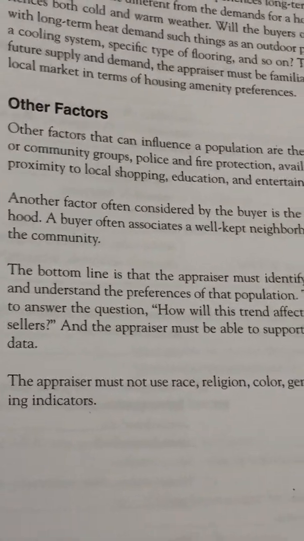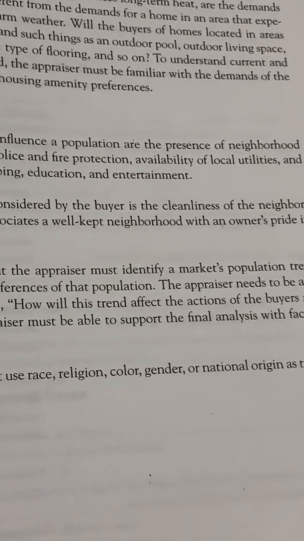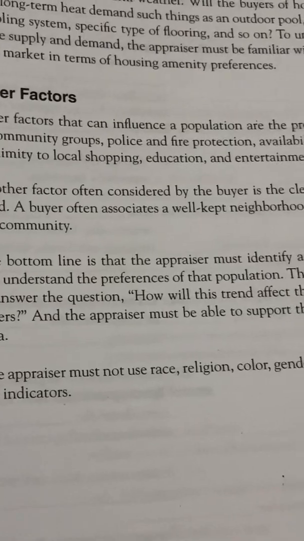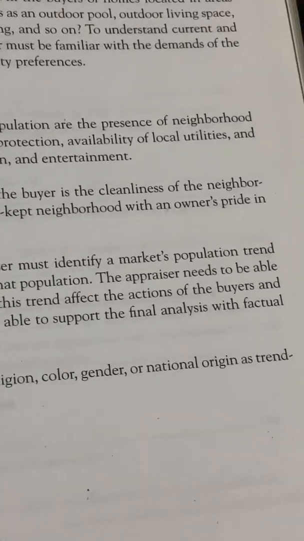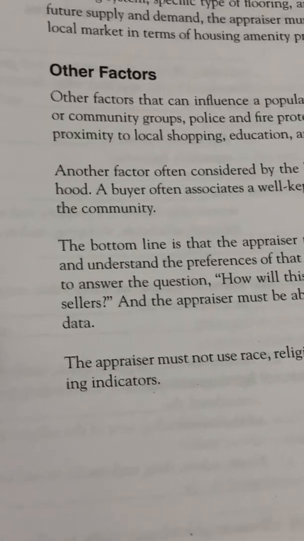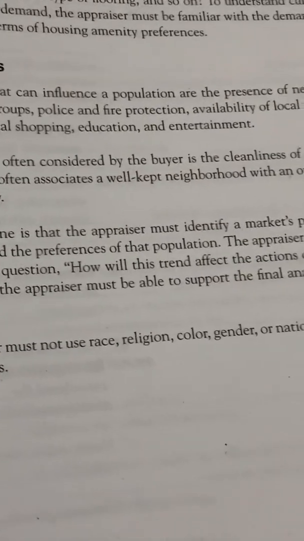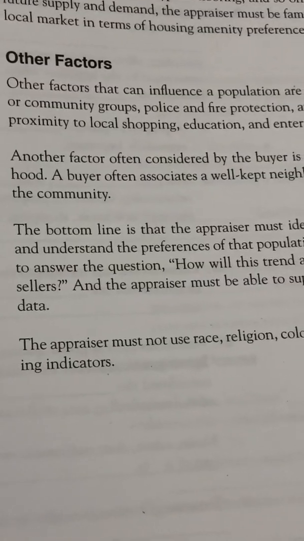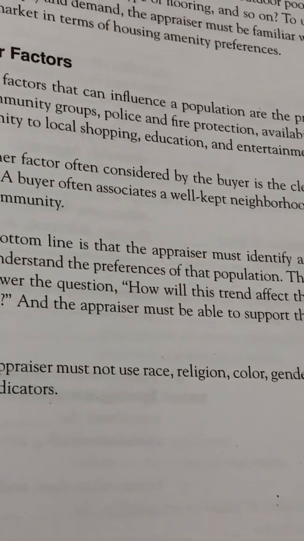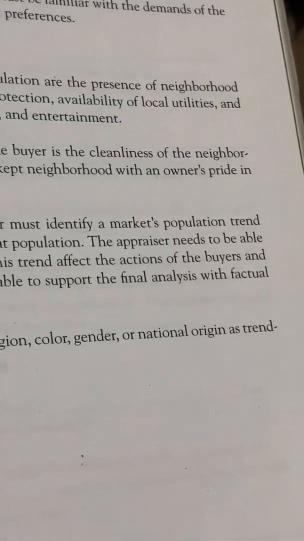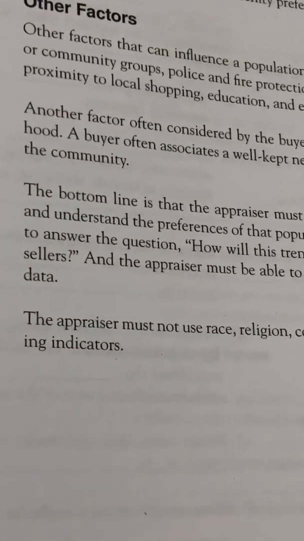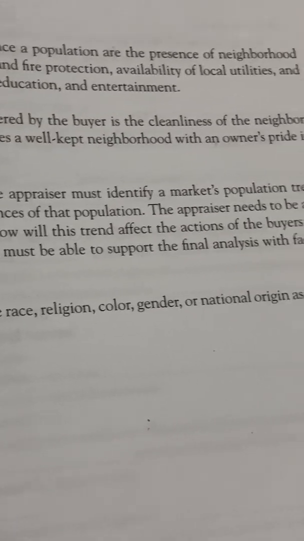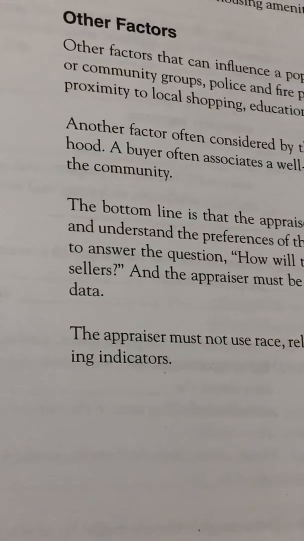The bottom line is that the appraiser must identify a market's population trend and understand the preferences of that population. The appraiser needs to be able to answer the question, how will this trend affect the actions of the buyers and sellers? And the appraiser must be able to support the final analysis with factual data. The appraiser must not use race, religion, color, gender, or national origin as trending indicators.